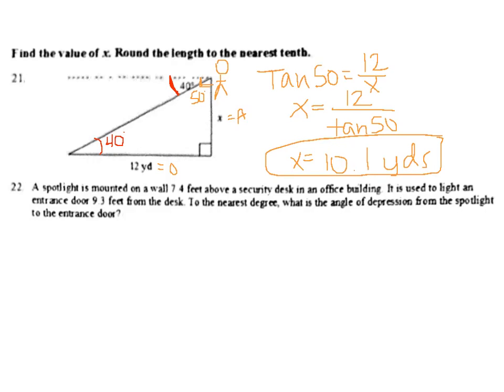Now for number 22, I have this word problem. It does not give me a diagram, so I should probably draw a diagram for myself. So a spotlight is mounted on a wall 7.4 feet above a security desk in an office building. It is used to light an entrance door 9.3 feet from the desk. Okay, so let's start drawing our picture. I have a security desk in this office building. Here's my little man sitting at the desk. And there's a security camera mounted on the ceiling.